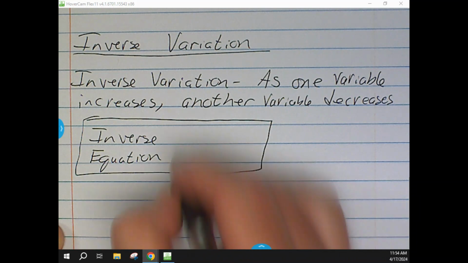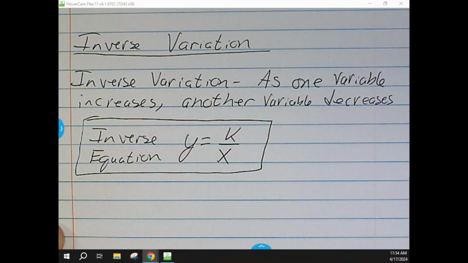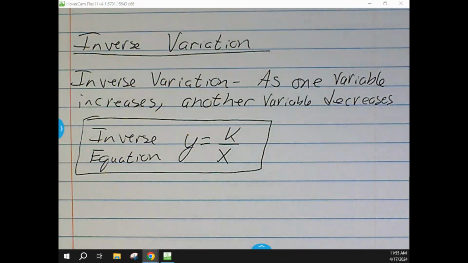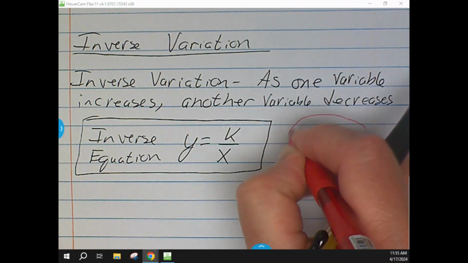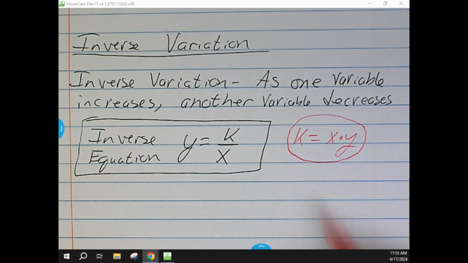Okay. And your inverse equation is y equals k over x. So direct was directly beside it. Inverse is going to be the opposite. Instead of being beside it, it's going to be underneath it. If you have to get the k value for this one, k is still your constant that we were talking about. Same thing back here. K in this case is going to be x times y.